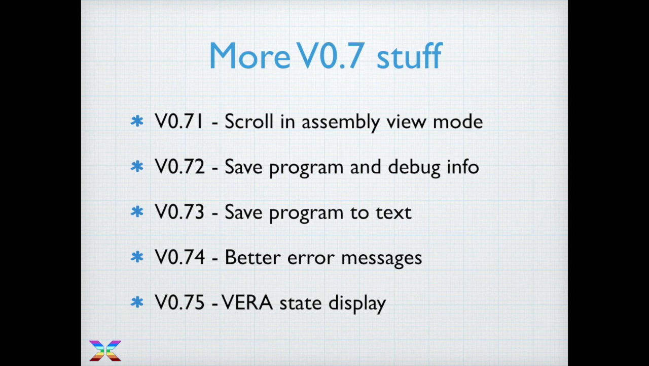One of the big problems right now is that you can only scroll down in assembly view mode, and I want to add the ability to scroll backwards. The next would be actually saving the program to disk, along with all of that debugging information and the address expressions we talked about previously. Following on to that would be the ability to save your program as a text file.